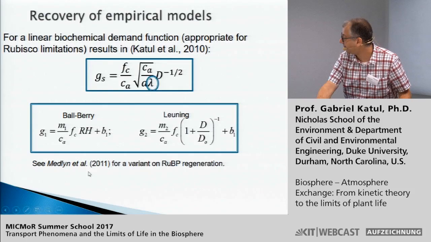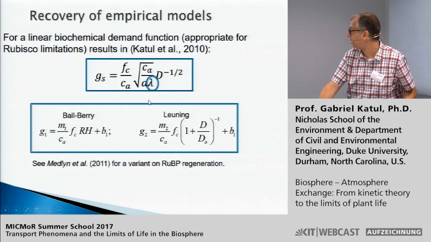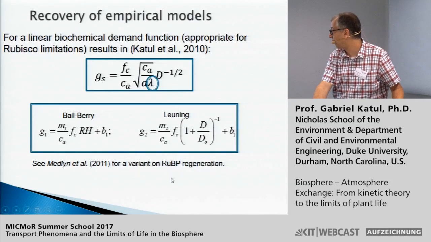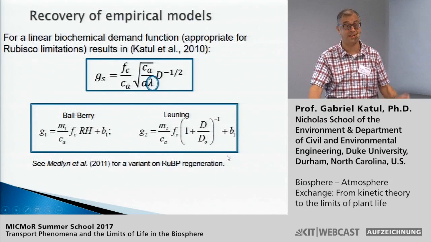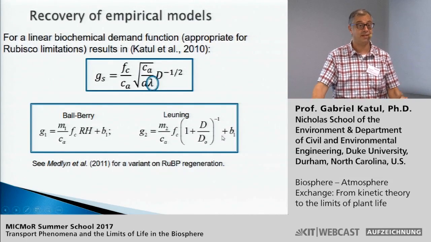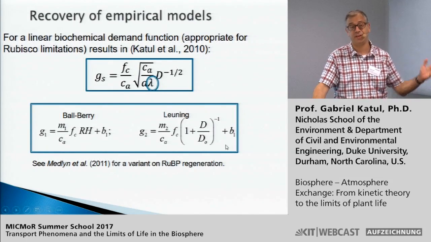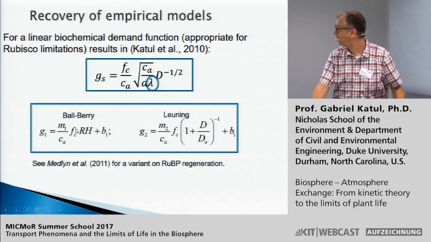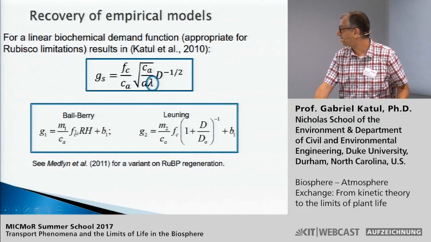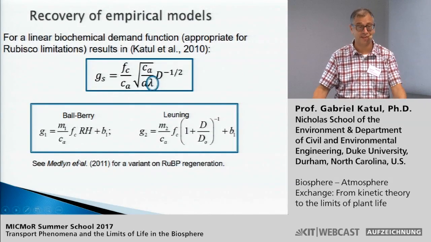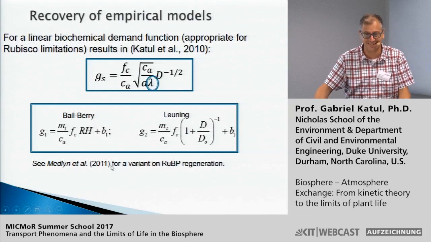Now, Belinda Medlyn in 2011 had a variant on this derivation, slightly different result here, but by and large, the result is very similar. And she actually came up with this result assuming RuBP regeneration rather than a linear ACI curve. So her result is a little bit more general than this one. But it does suggest that no matter what the limitation is, whether a linear ACI curve or a nonlinear ACI curve, it seems that the tendency of stomatal conductance to scale linearly with Fc over Ca is, as we say in mathematics, a strong result. Okay.